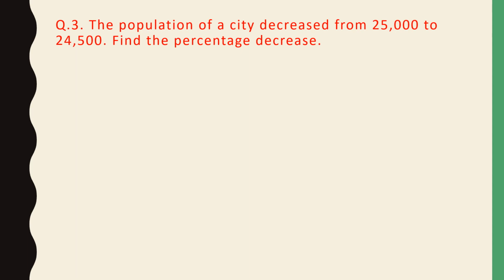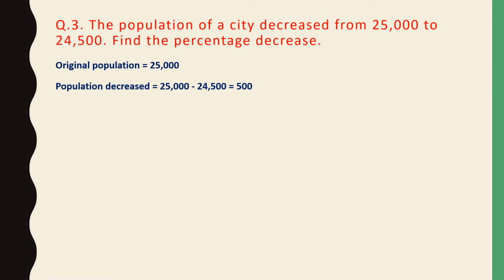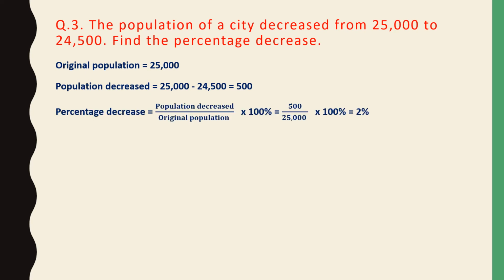The population of a city decreased from 25,000 to 24,500. Find the percentage decrease. Original population 25,000. Population decrease 25,000 minus 24,500, which gives us 500. Percentage decrease, that is population decrease divided by original population into 100%. Here we get 500 divided by 25,000.